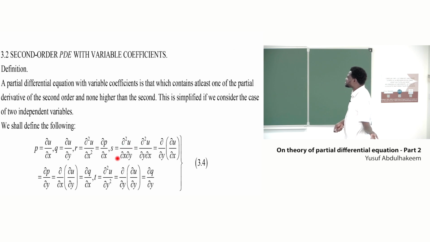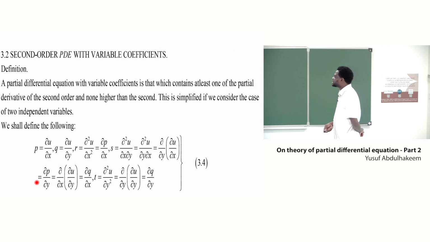Also, our S, by the time we differentiate ∂u/∂x with respect to y, we are going to have ∂²u/∂x∂y, and everything will give us what we have here and can be written as this also. Then the same thing for this: Q is equal to ∂u/∂y already.